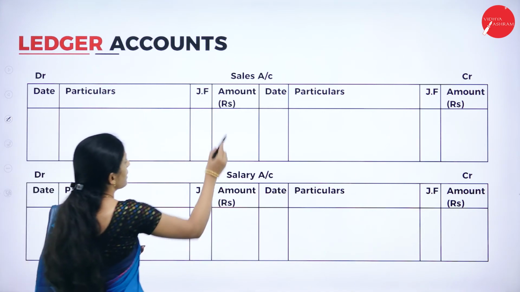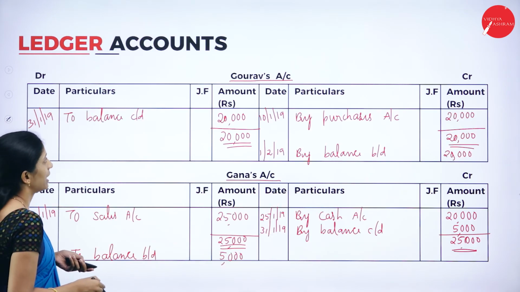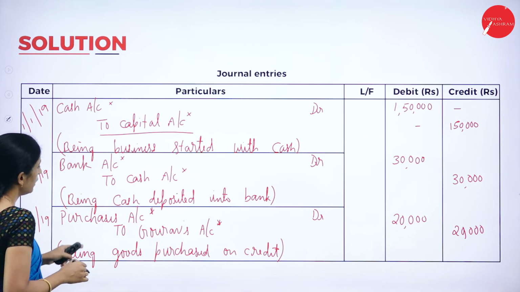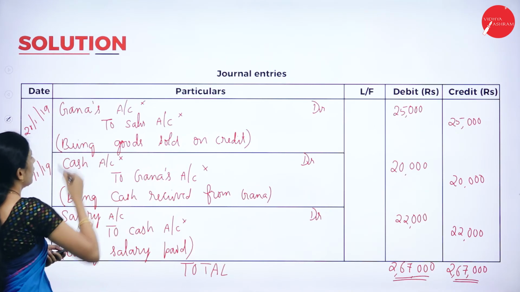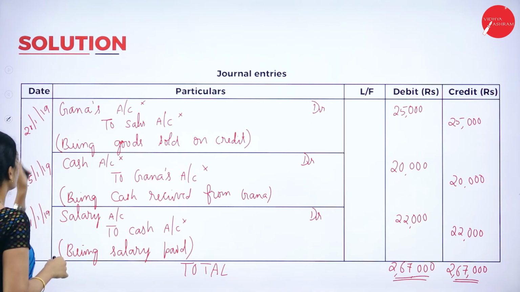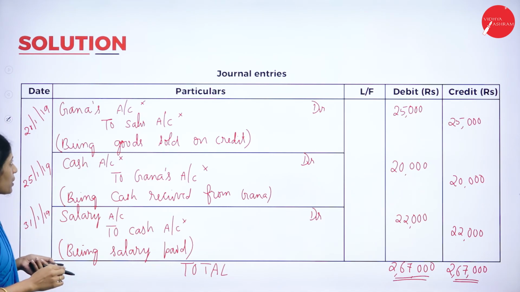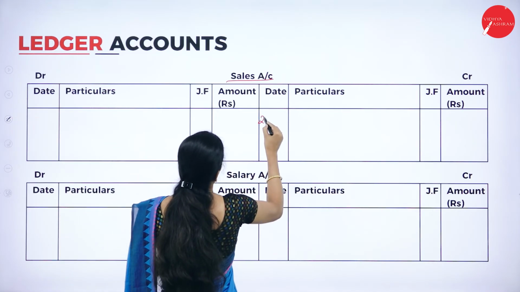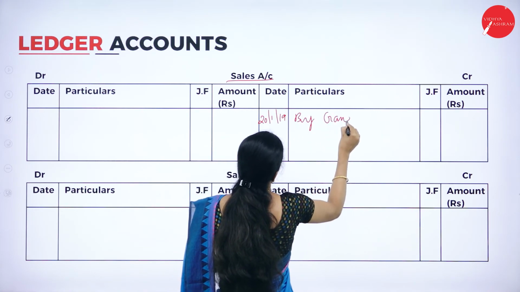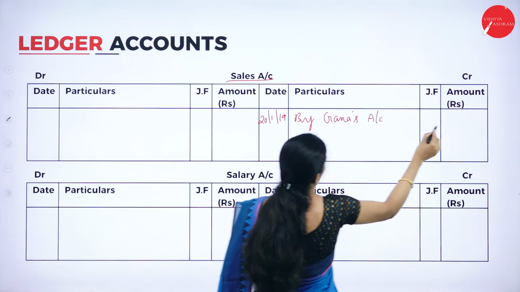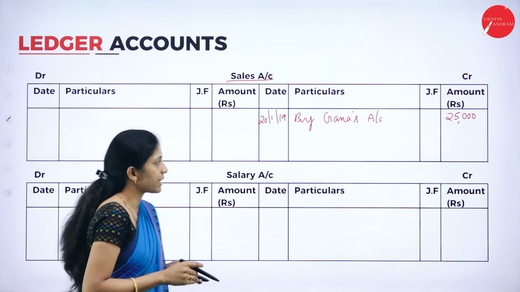Next, prepare sales account. Again, we have to go through the journal entry and find out where there is sales account. So here there is no sales account, but here there is sales account. So how do we record? By Ghana's account, that is 20th/1/2019 by Ghana's account 25,000. 20th/1/2019 by Ghana's account, and the amount is how much? 25,000.